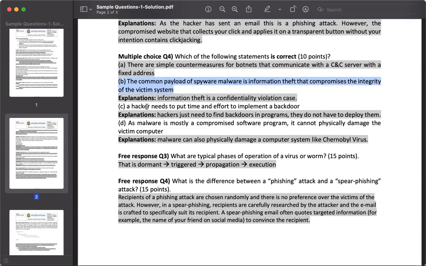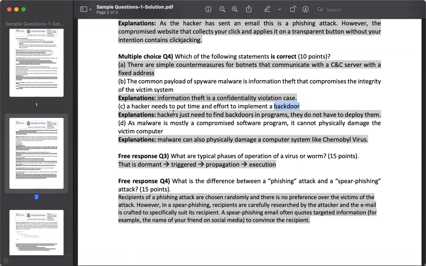Item C says a hacker needs to put time and effort to implement a backdoor. Why is this not correct? This is not correct because we defined what backdoors are. Backdoors are shortcuts used by system developers and program developers to debug or test that system or program in a faster or easier way. So I'm a developer of a system, I put a backdoor in order to debug it more easily. So a backdoor is not something that a hacker or attacker develops. They just find and use it.